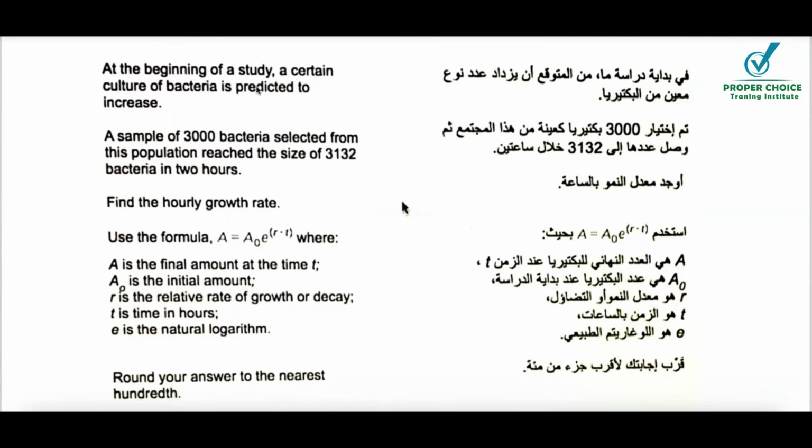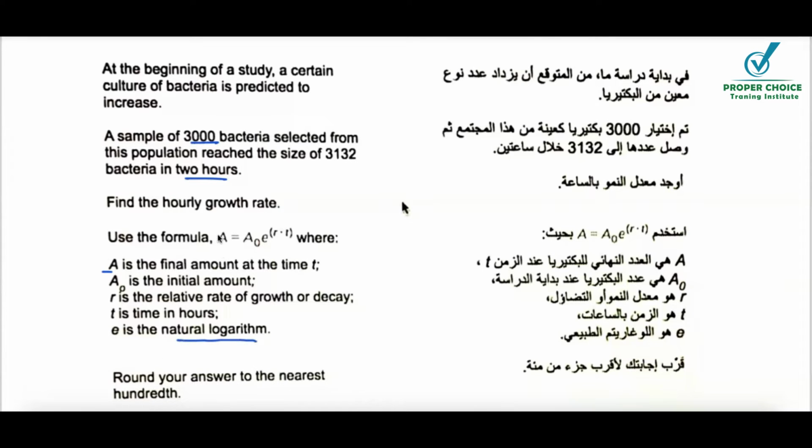At the beginning of a study, a certain culture of bacteria is predicted to increase. A sample of 3,000 bacteria selected from this population reached the size of 3,132 bacteria in 2 hours. Find the hourly growth rate. Use the formula which has been given. A equals A0 times e to the power rt, where A is the final amount at time t, A0 is the initial amount, r is the relative rate of growth or decay, t is the time in hours, and e is the natural base.